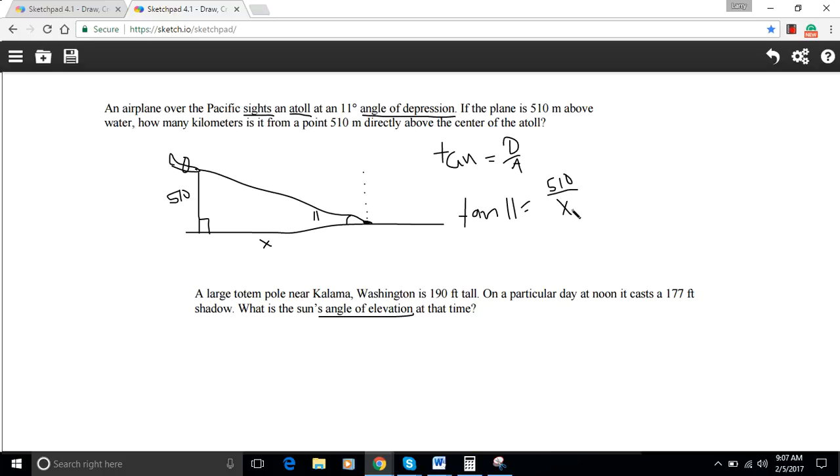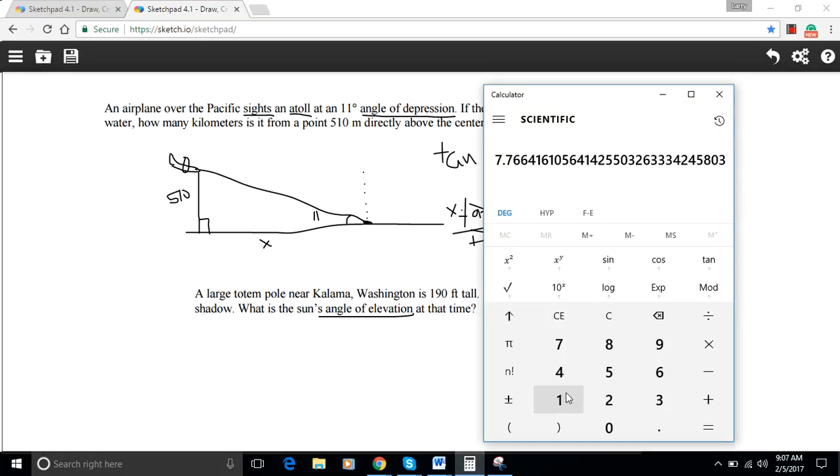Again, we've got x on the bottom, so let's multiply both sides by x. These x's will cancel. We've got x times the tangent of 11 equals 510. Let's divide both sides by the tangent of 11. And we get x equals 510 divided by the tangent of 11. A little messy, but it's the same algebra as the last problem, so I hope that's okay.